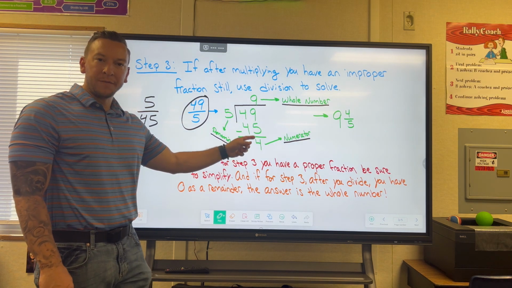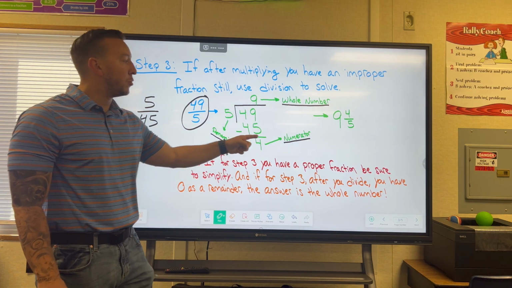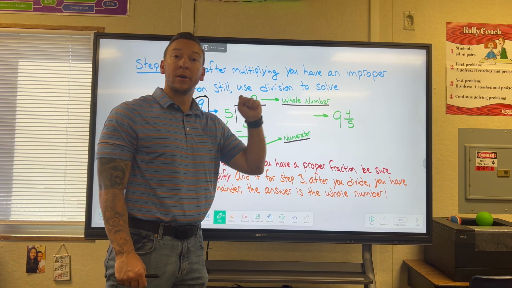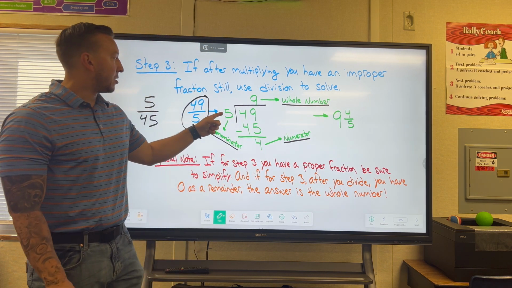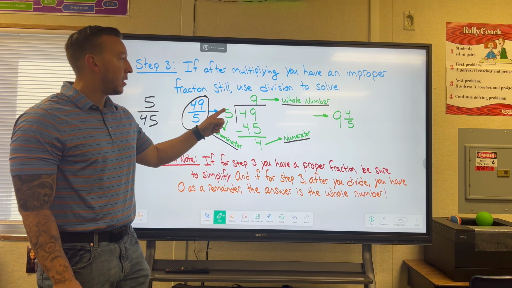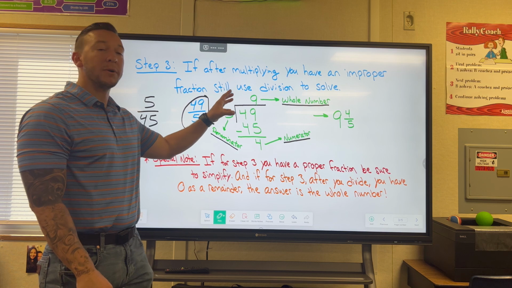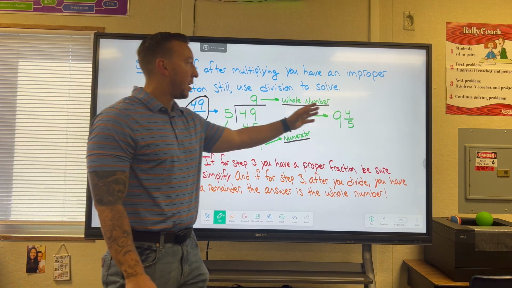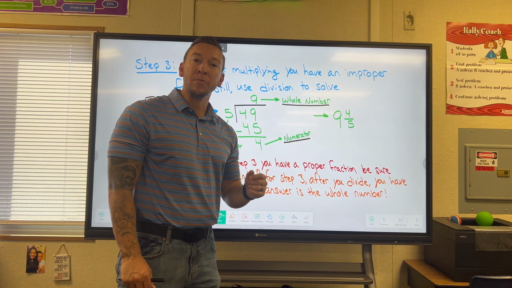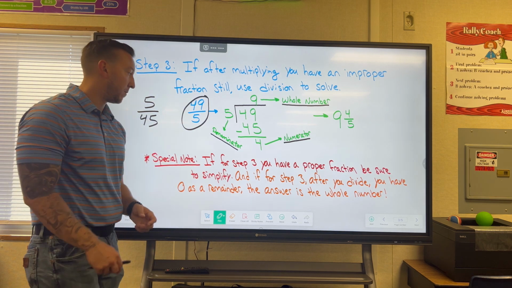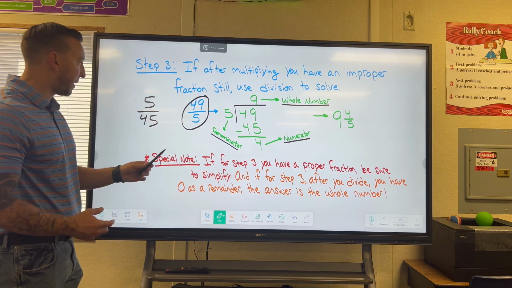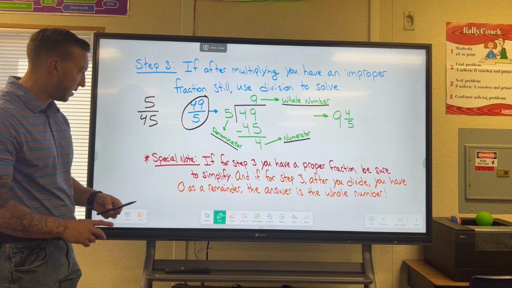Our remainder of the division problem, that becomes our new numerator, the top number of our fraction. And our divisor, the outside number, that's our denominator. So we take the numbers from our division and we put it together for our new mixed number, which is our answer. Now, special note for you here, okay?